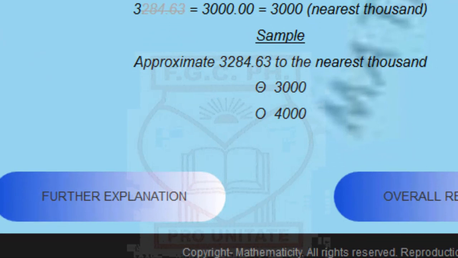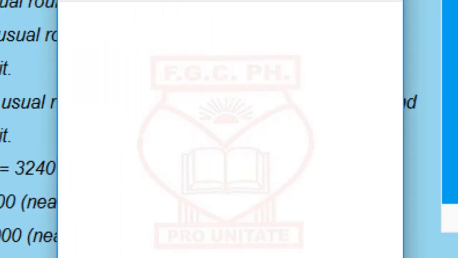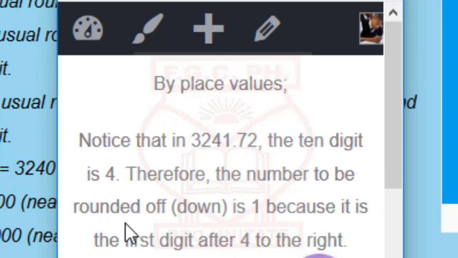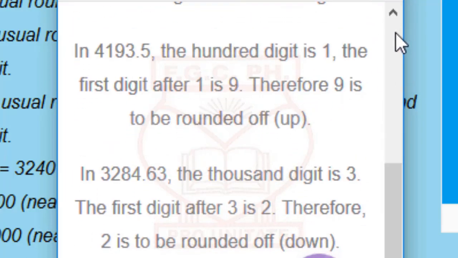So let's see what is there in the further explanation page. In the further explanation page, we have that by place values, notice that the 10 digit is 4 in 3241.72. Therefore, the number to be rounded off is 1, because it is the first digit after 4 to the right. So we keep up the same rules we've always used.